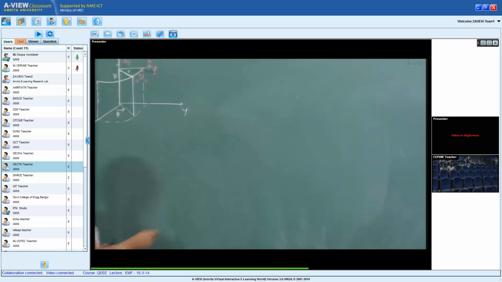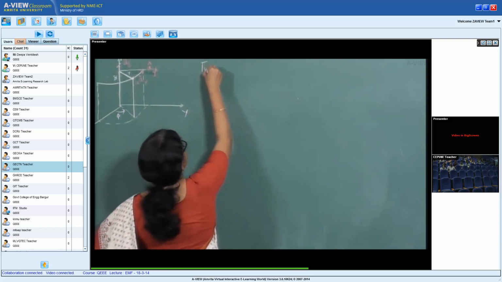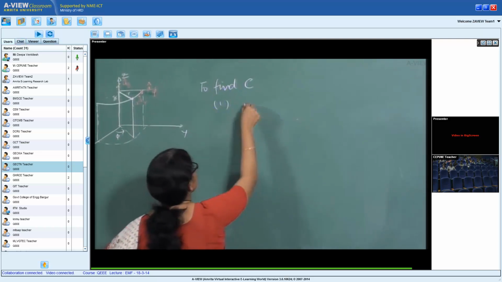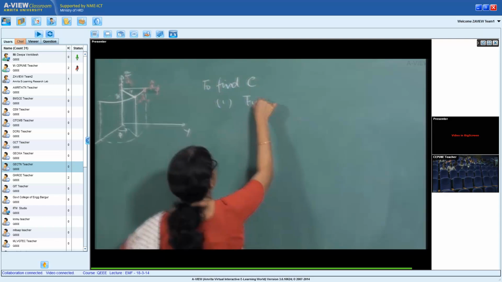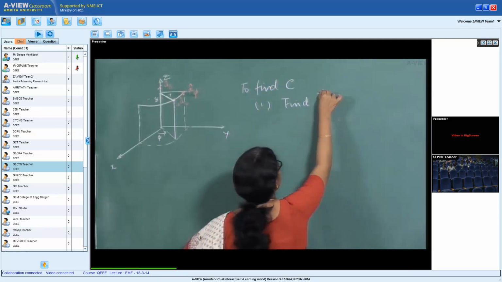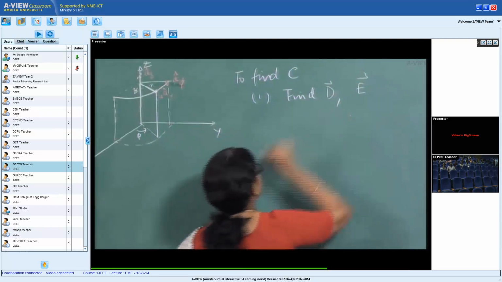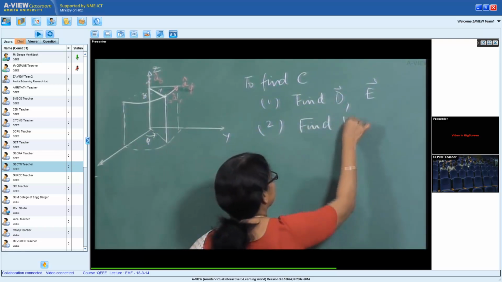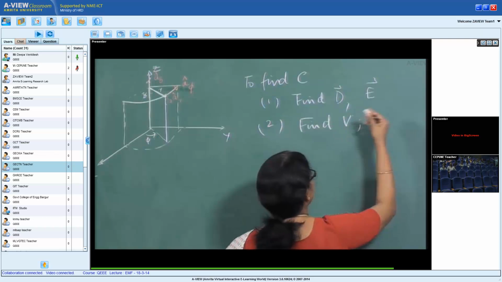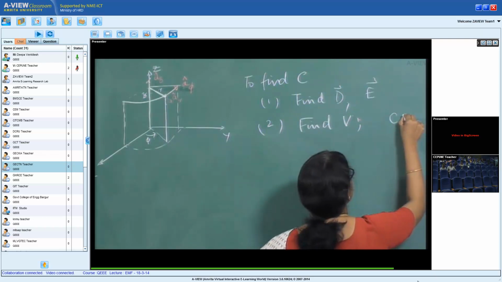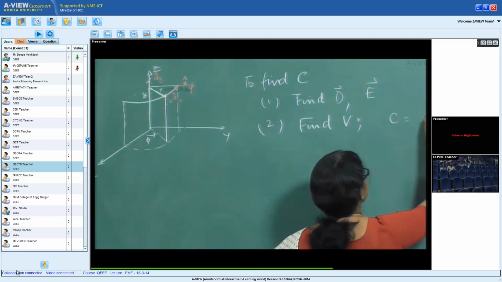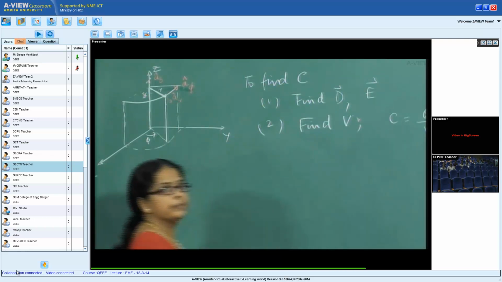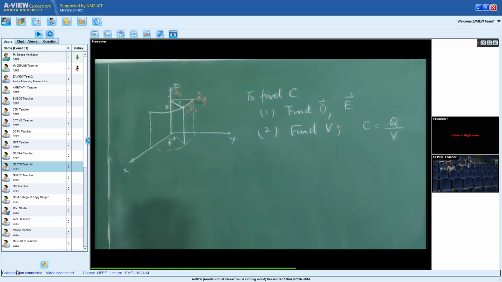Okay. So as I discussed, what we are going to do is to find D and hence E. Once I know what E is, I have to find the potential, and once I know the potential, since Q is CV, C is Q over V. This is the plan.